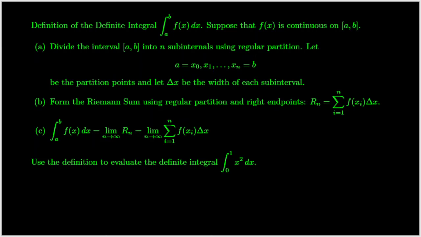Let's recall the definition of definite integrals. To evaluate a definite integral using the definition, the first thing we do is to divide the interval from a to b into n subintervals using regular partition. Figure out the partition points and the width of the subintervals. And then you need to form what we call the Riemann sum.